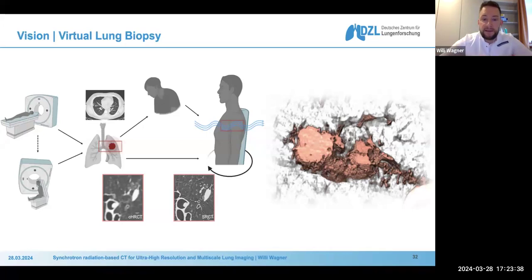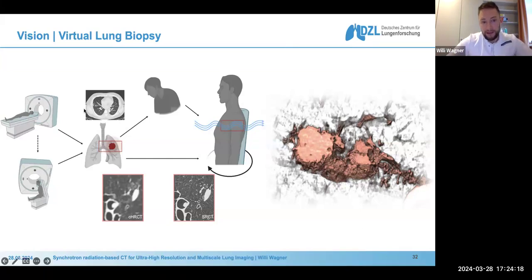How could a potential setup look to use it as a diagnostic tool for patients? Well, it will not be our primary modality to investigate lungs. It will be an add-on diagnostic tool when we identify a suspicious or unknown nodule within the lung of a patient. We would then subject him to a local tomography of that lung region in synchrotron CT to characterize that nodule and avoid an invasive biopsy.